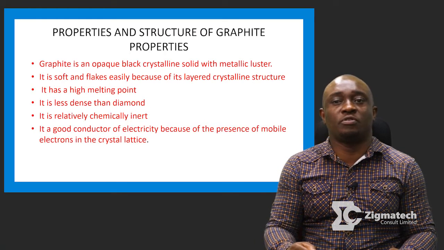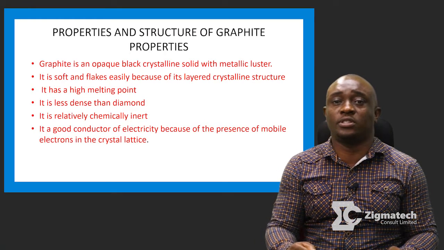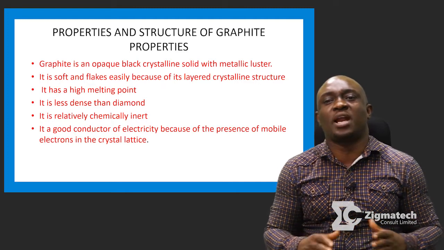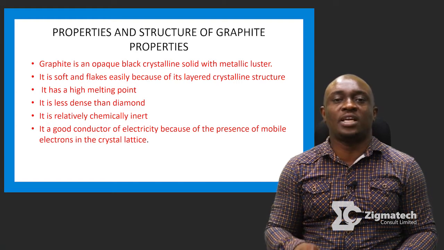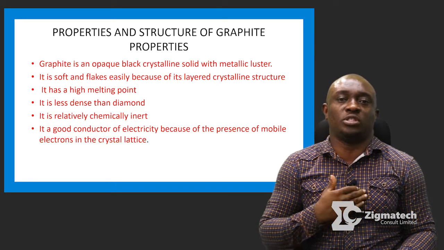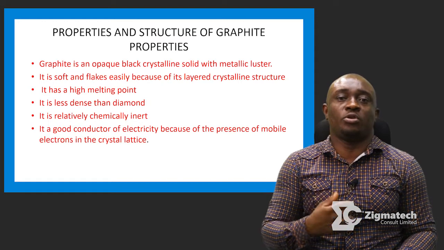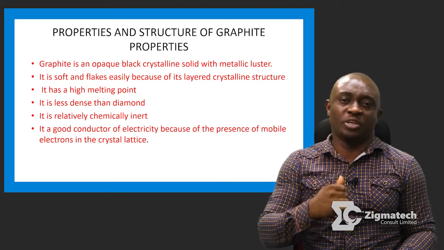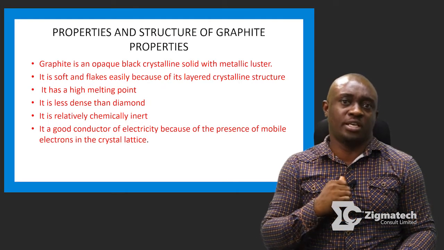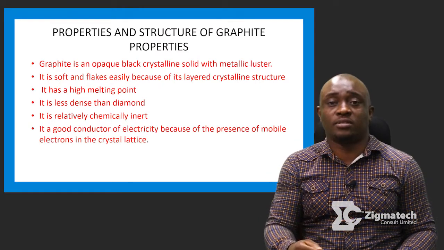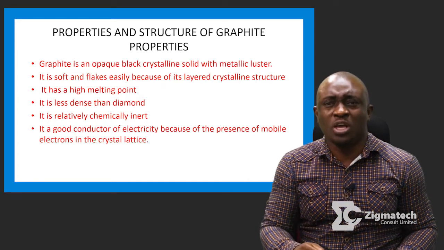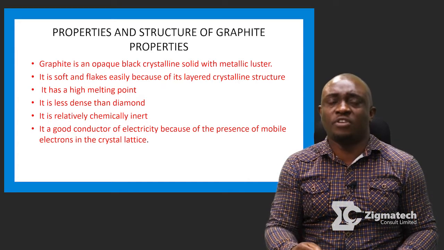Properties and structures of graphite. Number one, the properties. Graphite is an opaque black crystalline solid with a metallic luster. When we say that it's opaque, opaque means something that cannot allow light to pass through it. If you point a torch at me now, you cannot get the light reflected behind me. But if it's a glass, you can get the light through the other side.